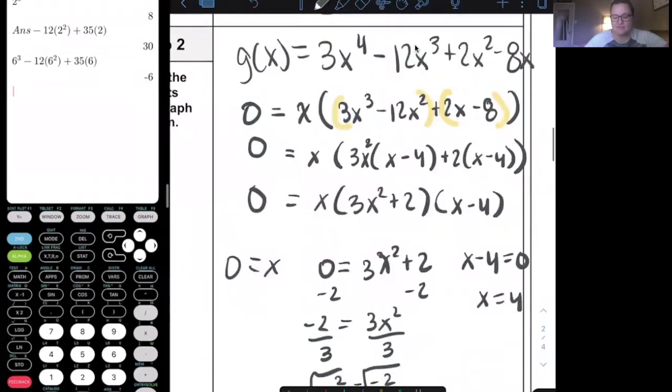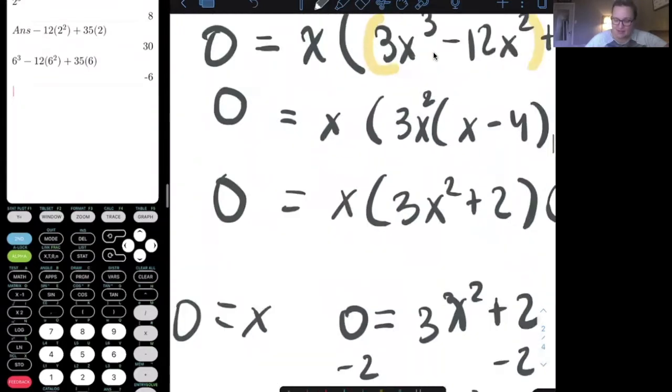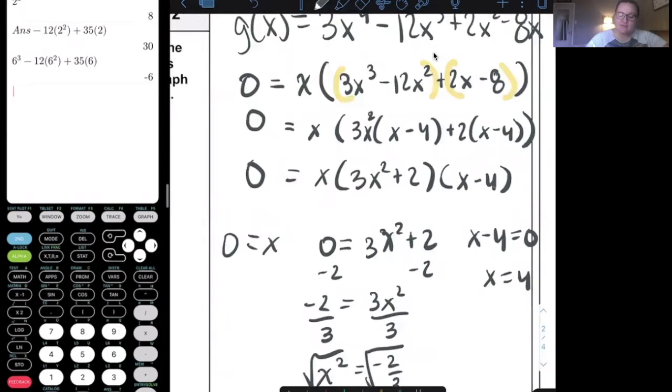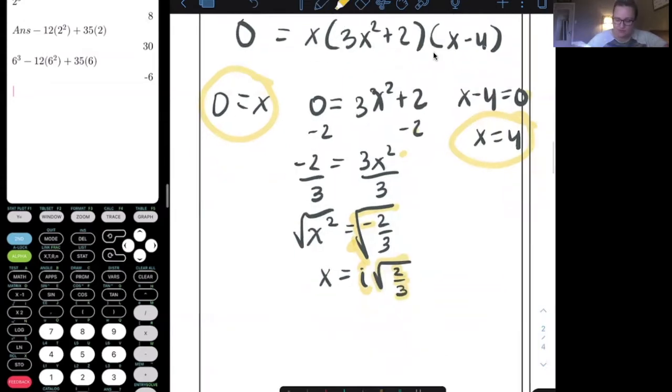All right, I realized I forgot to plug in 0 for g of x, so make sure you wrote 0 instead of g of x. When I factored it completely, I got x times (3x squared plus 2) times (x minus 4). I set each of those equal to 0. So I got x equals 0 for one answer, x equals 4 for the second. When I solved the other equation for x, I subtracted 2 from both sides, divided by 3, and square rooted both sides. I got the square root of a negative, which means I have i times that root, so I have 2 imaginary zeros. So we can't graph these 2 zeros.